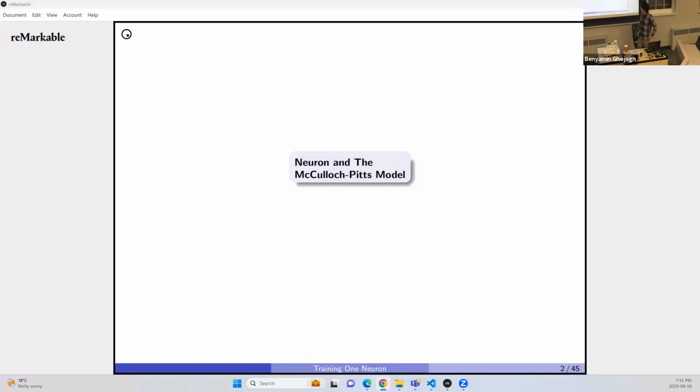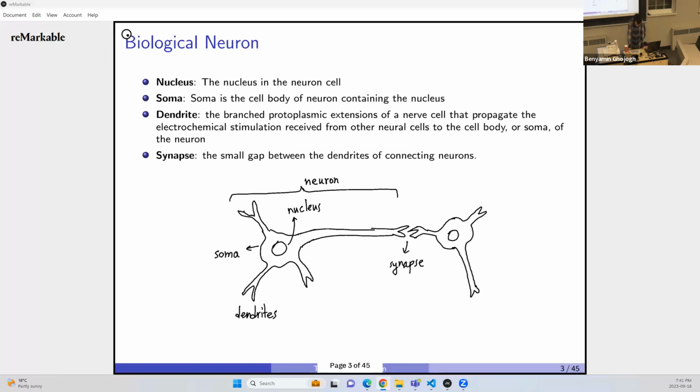So, neuron and the McCulloch-Pitts model. Biological neuron, so nucleus. The nucleus is the neuron cell. Neurons are the fundamental parts of our brain, right? And the neuron cell is called nucleus. In this figure, this is the nucleus, the cell of the neuron. And we have soma. Soma is the cell body of the neuron containing the nucleus.